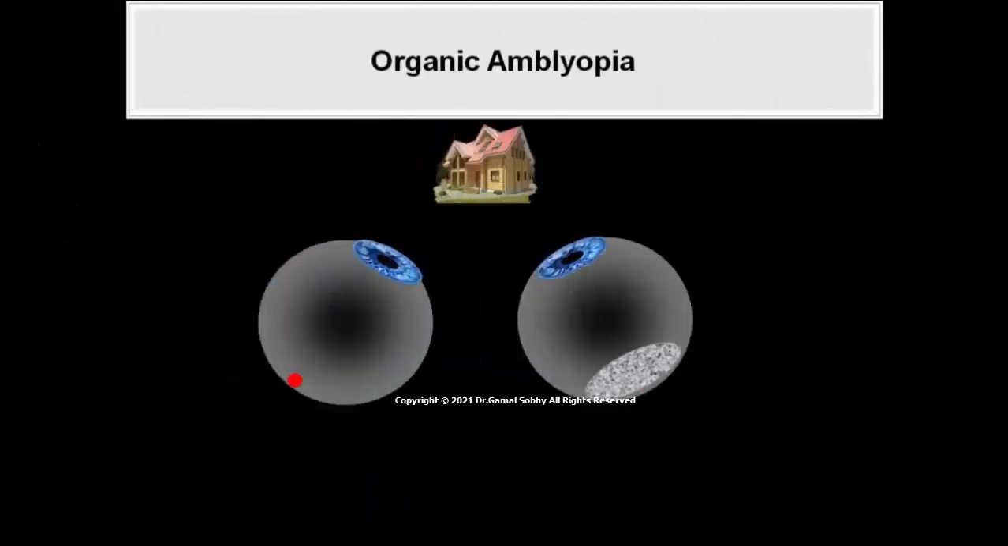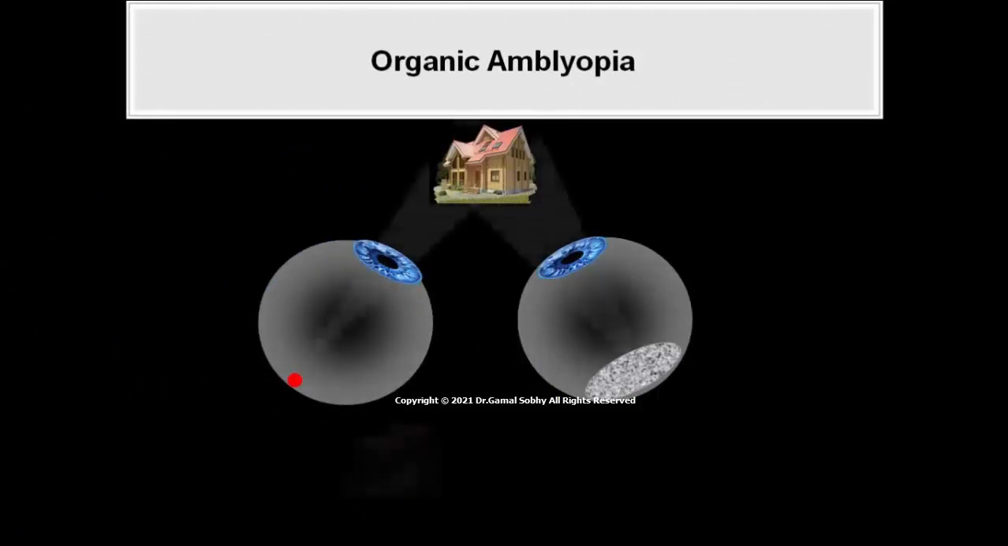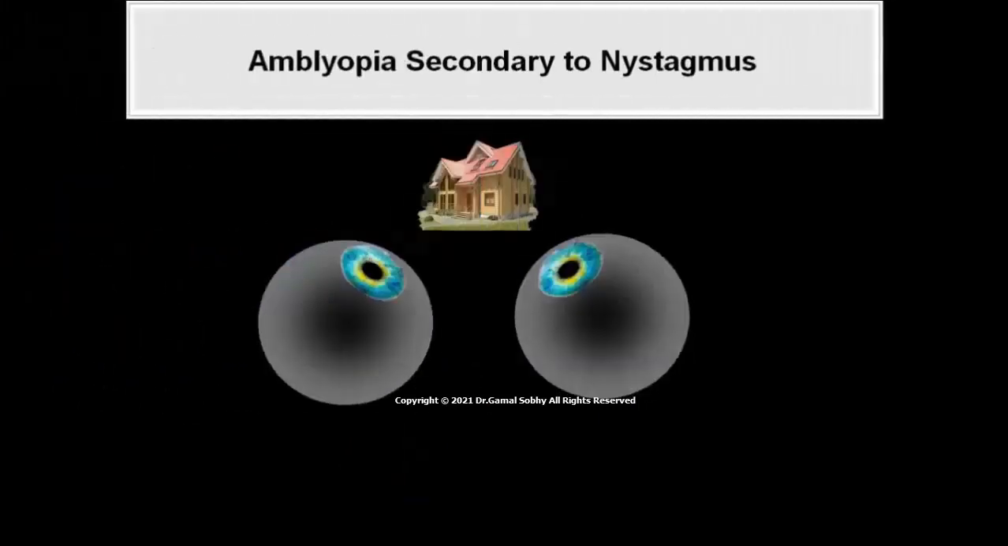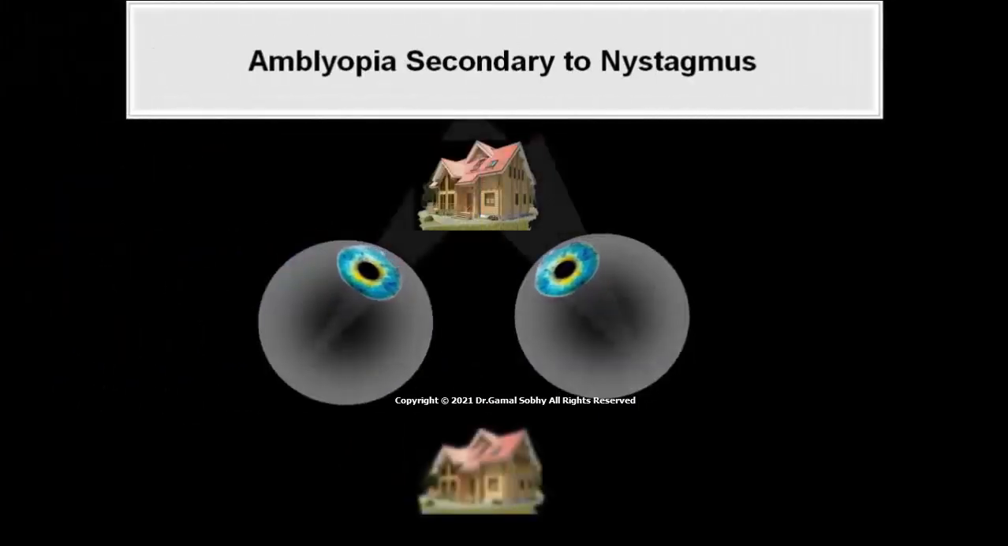Organic amblyopia may exist in patients with organic loss of vision from structural anomalies of the ocular media, retina, or optic nerve. Amblyopia secondary to nystagmus.